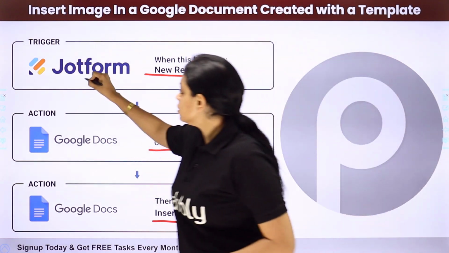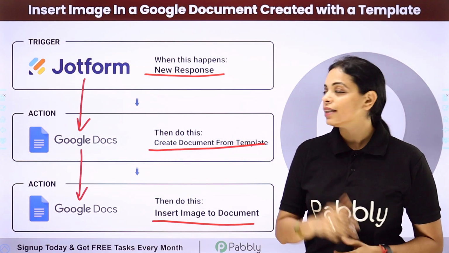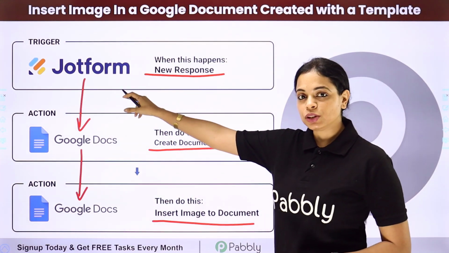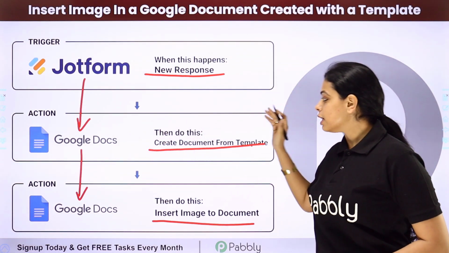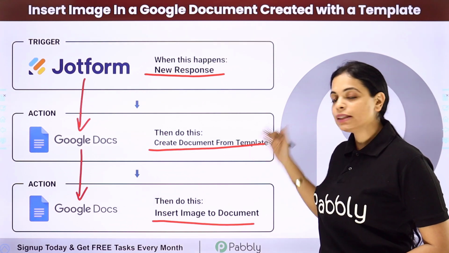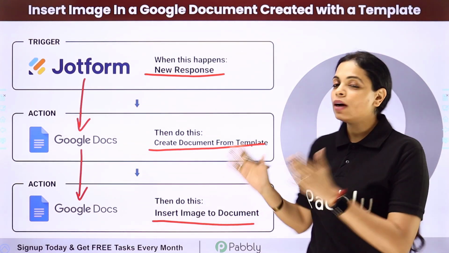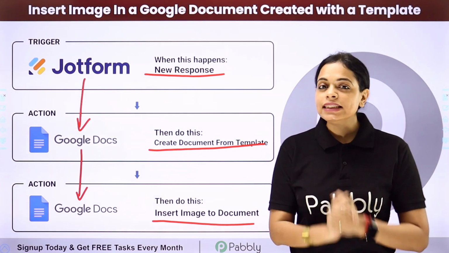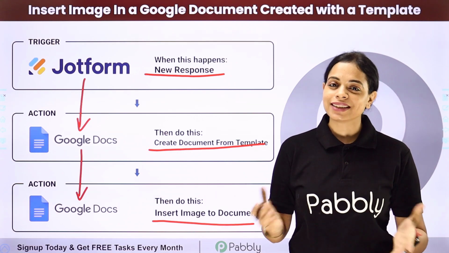For this, we will be integrating these applications, and we are going to do so using Pabbly Connect. So here my trigger application will be Jotform. My action application will be Google Docs, where first I'll be creating a document from template and then I'll be inserting the image to the same document. Now, how can you do this yourself? Integrate and automate this entire process. To understand that, let me take you to my screen.